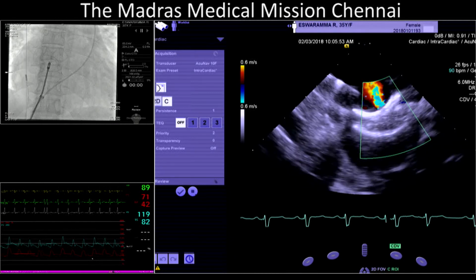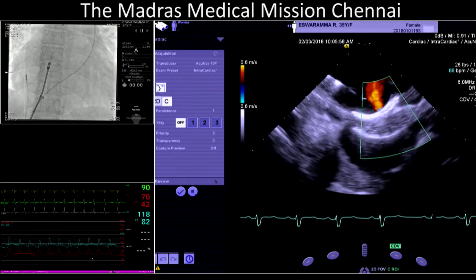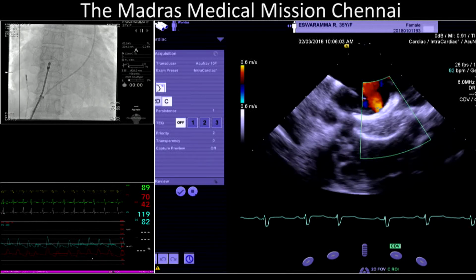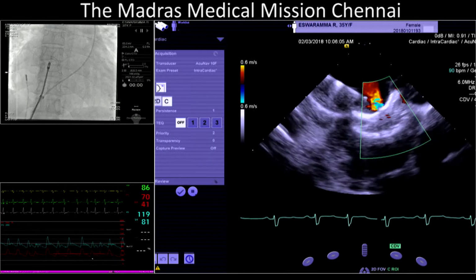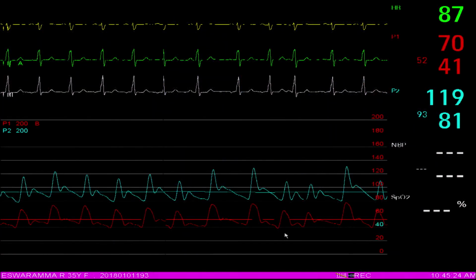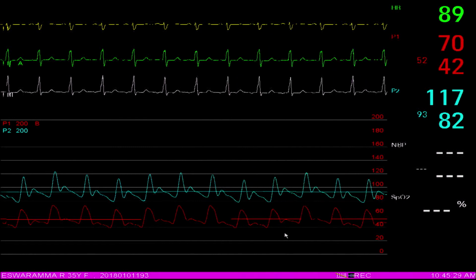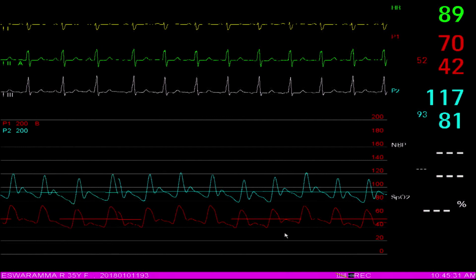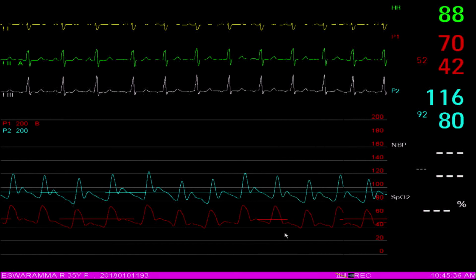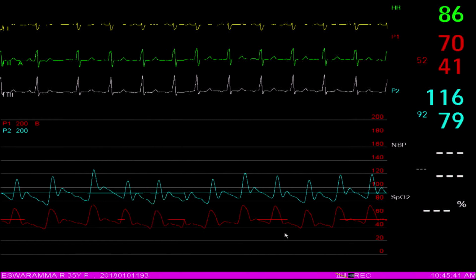Okay, I think you see better flow on echo now. I know we don't see the left side, but it definitely shows that the fenestration is open, because there is definitely a left to right shunt. The rhythm part: if you look at the ECG, make the ECG bigger. So she comes back to sinus rhythm occasionally, but stays in junctional. See, the second and third beats are sinus. So she is yet to fully come back from the effect of amiodarone and beta blocker.